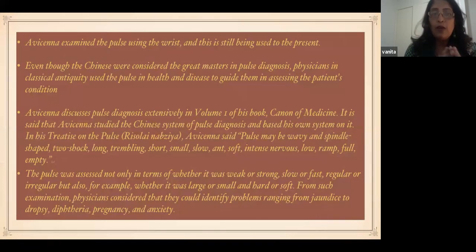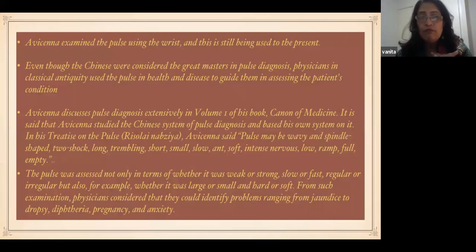And in a similar way, in the treatise here, we are mentioning Avicenna, the Unani system, they used to call it Rizalat al-Nabz. Avicenna said pulse may be varied with different shapes, shock, long, trembling, short, small shock, like all these different kinds of intensity in the nervous system when you observe the pulse.